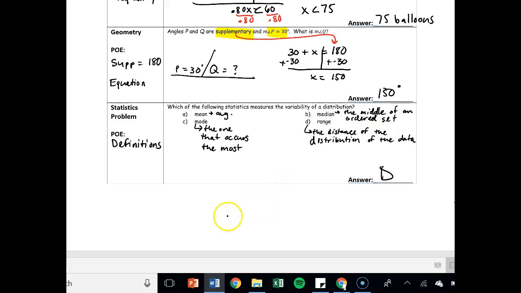The range can tell you if your data is bell curved, or there's more data over here, some data over there. It tells you how far the data reaches and the variability of the data, if you would. So your answer there is D.